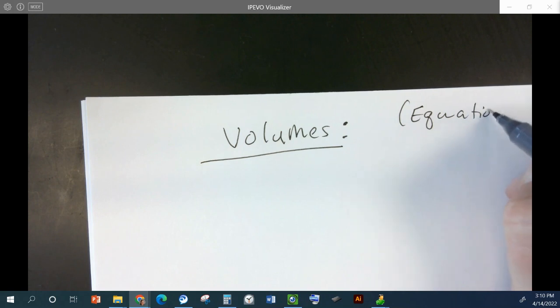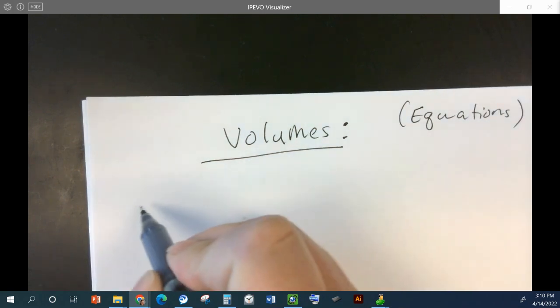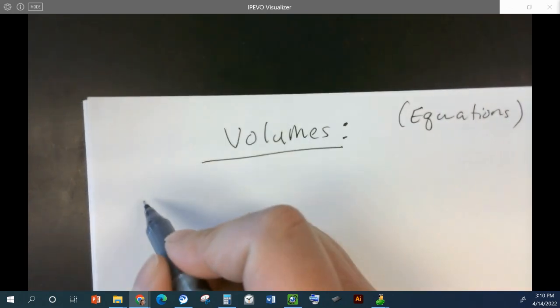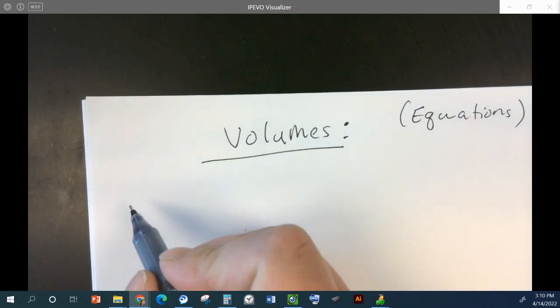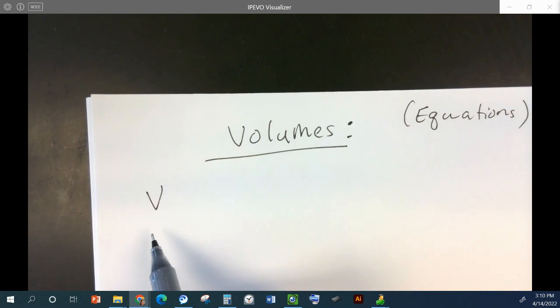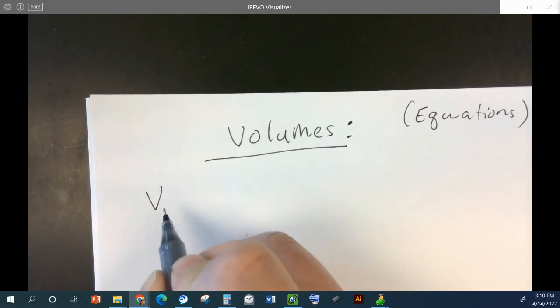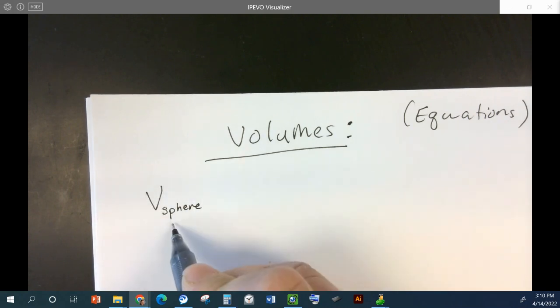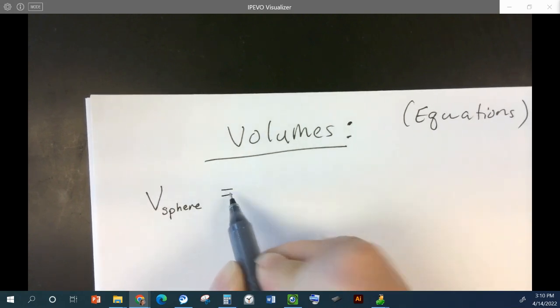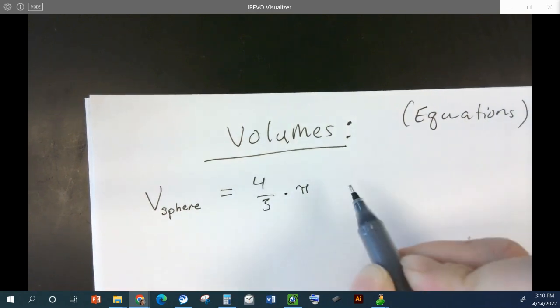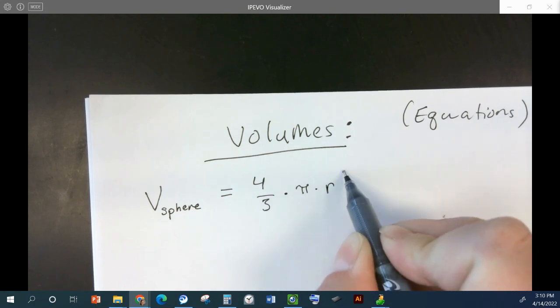Good. So we're finding the volume. It says surface area. Don't calculate the surface area. We want the volume. So V is for volume, and then I'm just going to write a little note for sphere. The volume of a sphere is 4/3 times pi times the radius cubed.